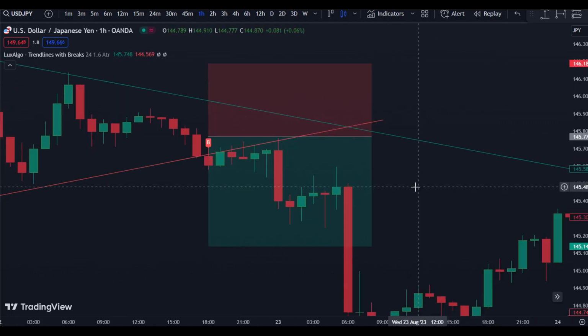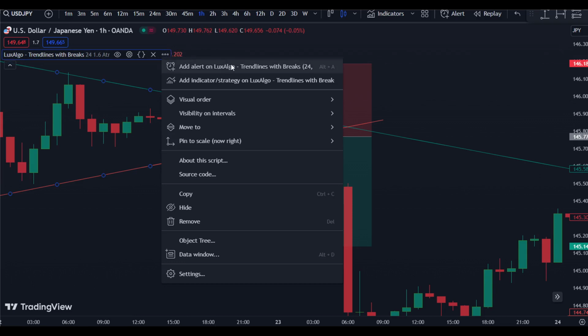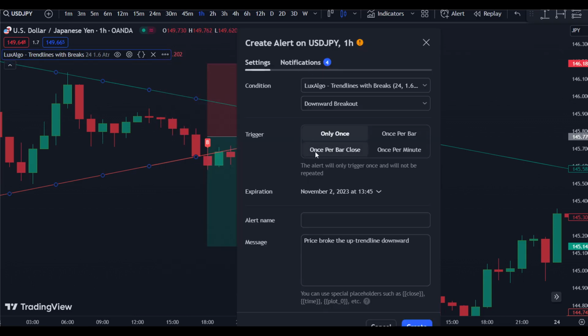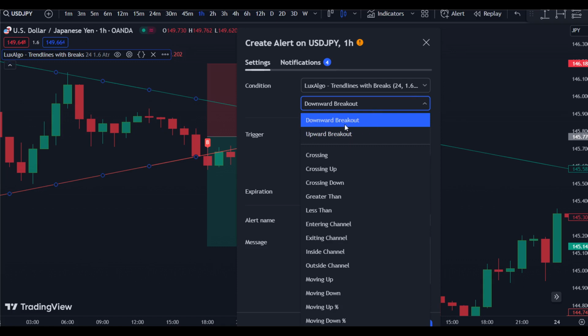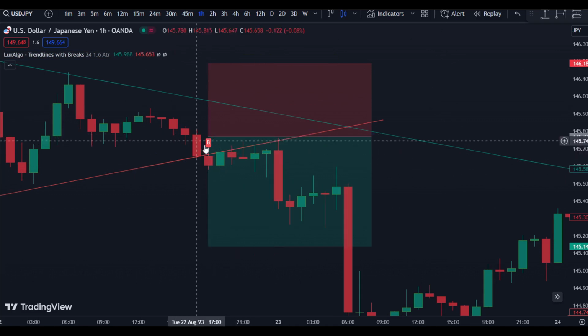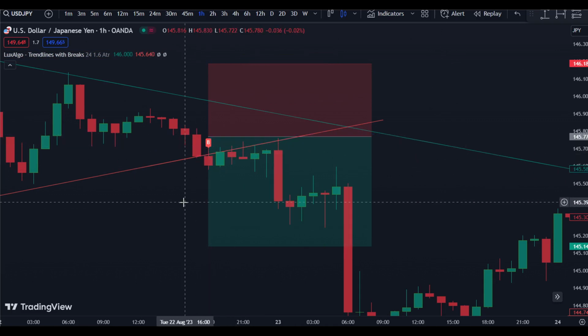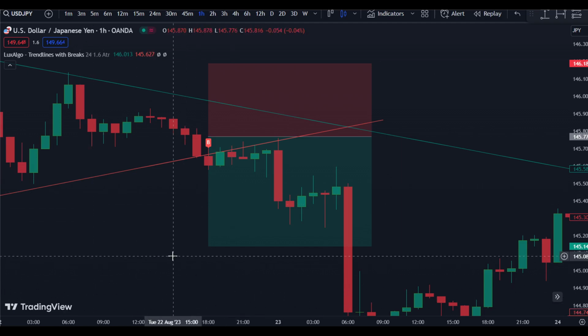So as far as setting up trading alerts using this strategy, it's quite simple. We're going to just go up here to our indicator, click on more. We're going to click add alert. First thing we're going to do is we're going to click on once per bar close. We'll set up 2 trading alerts, one for downtrend breakout and one for upward breakout. That way, whenever one of these alerts appears, you're going to get notified on whichever device you have connected to TradingView. So for example, I usually have this connected to my phone.